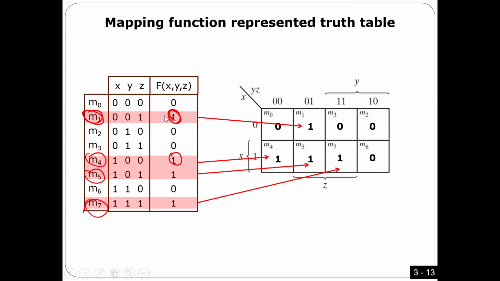Very easy. So this one, M1, I know M1 is here, I'm gonna put 1. M4, I know M4 is here, I'm gonna put 1. I know M5 is here, I'm gonna put 1. M7 here, I'm gonna put 1. Other ones, you may not write anything, or you can put zeros. Okay, so other squares are zeros. Any questions?